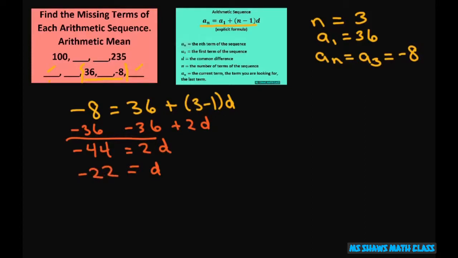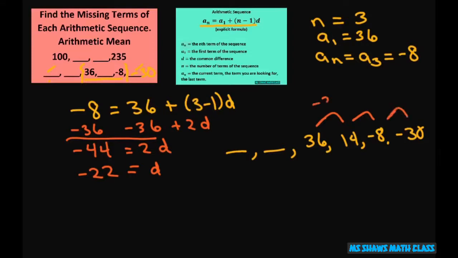When you plug everything in, so we have these two, we have 36, and we're subtracting 22. So 36 minus 22 is 14. 14 minus 22 is negative 8. And then if you do it again, you should get negative 30. So this here would be negative 30. So basically all we did was we kept subtracting 22.